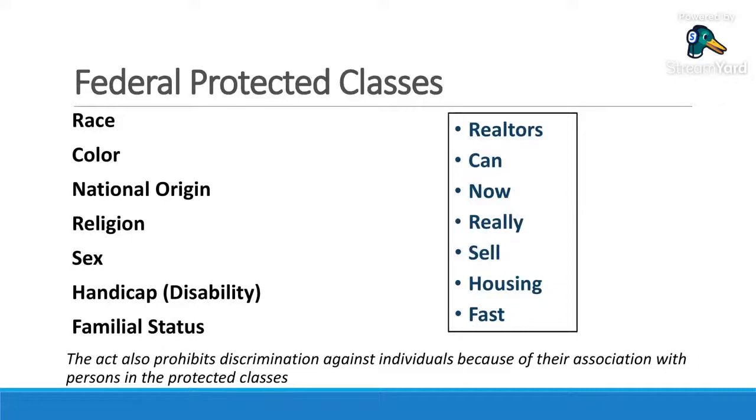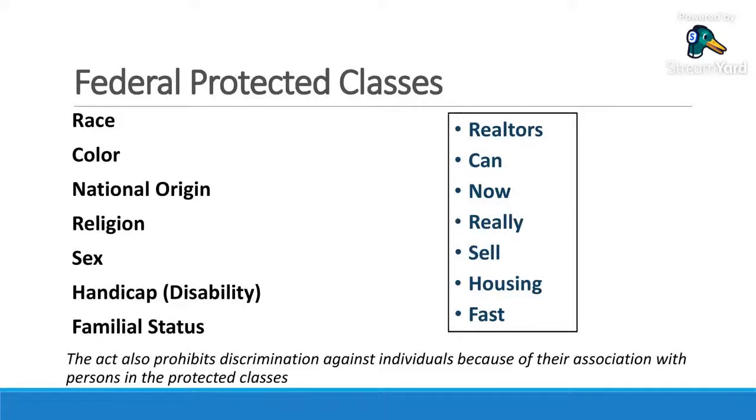Now, in the box here on the screen, you can see something that we use to help us remember the protected classes. So realtors can now really sell housing fast, right? Realtors can now really sell housing fast. If this helps you remember, that's great. If it doesn't, that's okay. But as long as you remember the protected classes for national.